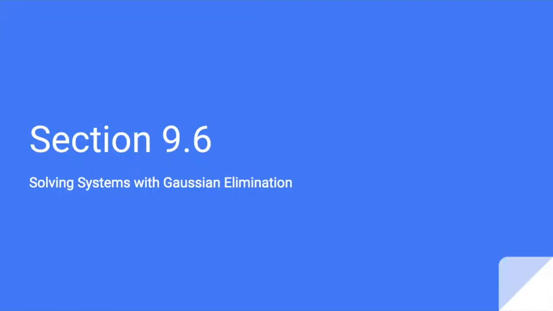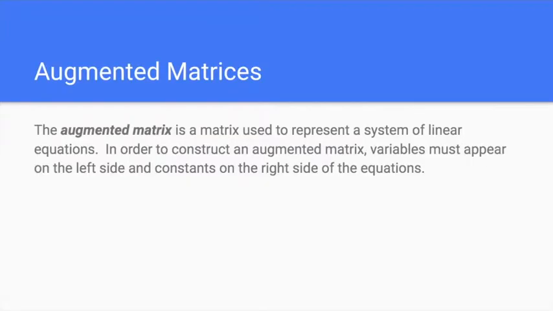There's actually three different ways that we're going to use matrices to solve systems, and the first is Gaussian elimination. The way we're going to do this is we're going to turn our systems of equations into augmented matrices. Basically, an augmented matrix just takes every coefficient and every constant in our system and turns it into a number in a matrix.